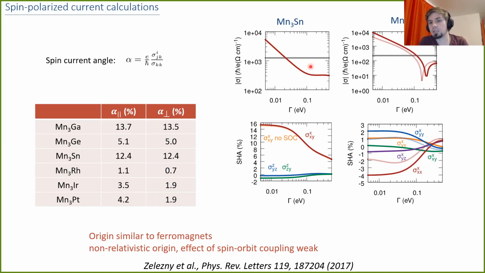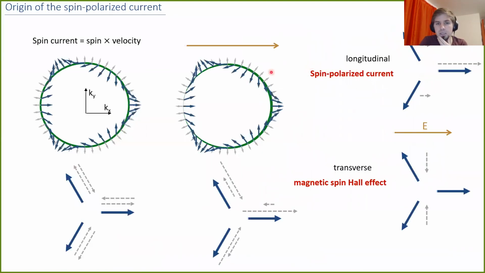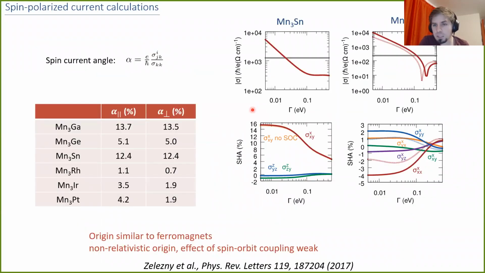So this is really a spin polarization of the charge current, and it behaves very similarly to charge current. What's also important is that the origin is quite similar to the ferromagnets, although there are key differences. In particular, in ferromagnets you have the two-current model, so you can approximately separate spin-up and spin-down currents. We cannot do that here because spin is never a good quantum number, and you can clearly see that here. We cannot talk about two currents here. But otherwise, it's quite similar. It's also non-relativistic in origin. We also see that the effect of spin-orbit coupling is not large.